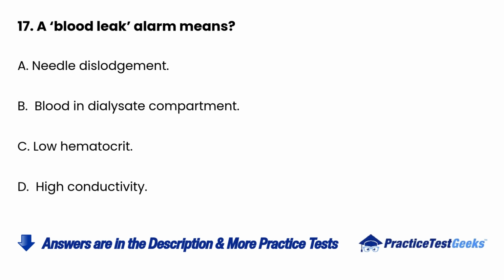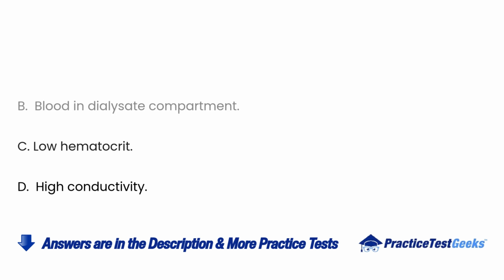17. A blood leak alarm means? A. Needle dislodgement. B. Blood in dialysate compartment. C. Low hematocrit. D. High conductivity.